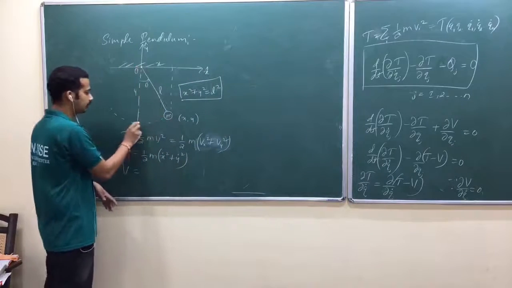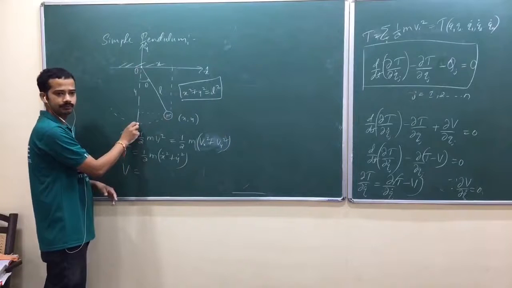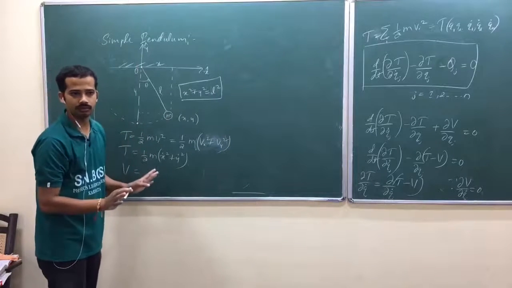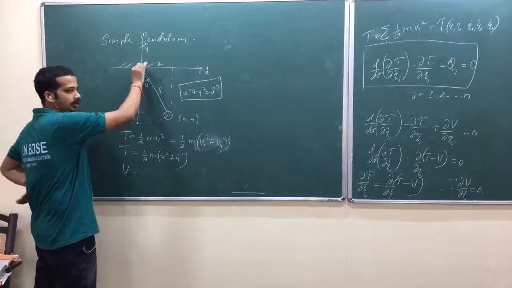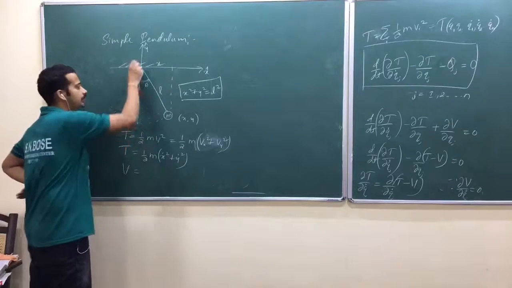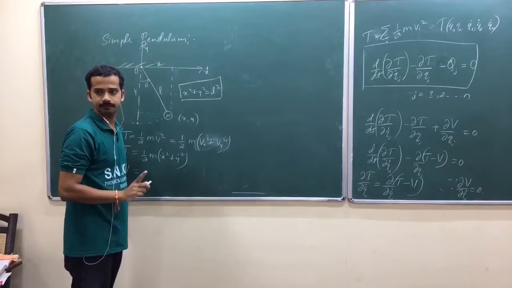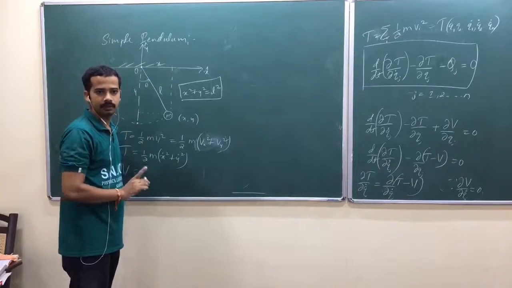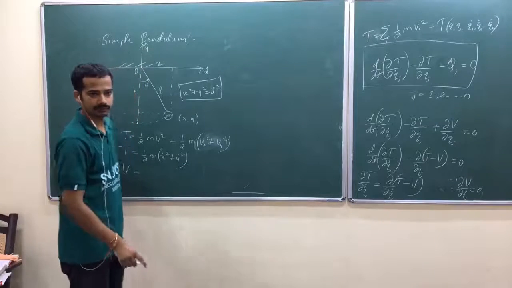Some people will choose origin at the mean position. So there is no loss, okay? There is no loss. So the definition of the potential at this point differs by one constant. Is that okay? That will not affect our final equation, okay?